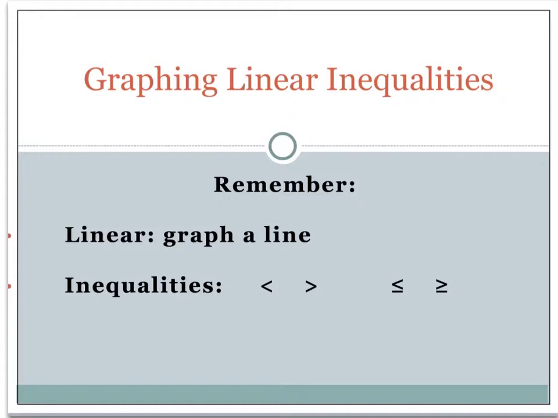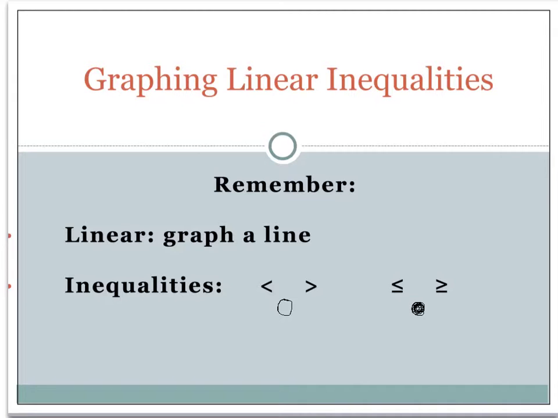We also need to remember what inequalities are. We have less than, greater than, less than or equal to, and greater than or equal to. Now, when we graphed these inequalities on number lines, the less than and the greater than were always an open circle on your number line, and the less than or equal to and the greater than or equal to were always a closed, or filled in, circle on your number line.